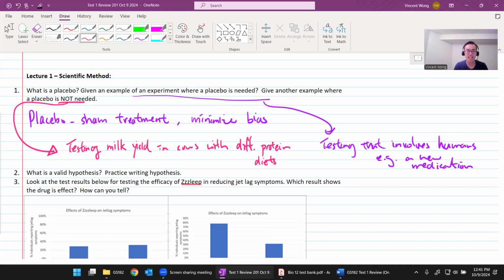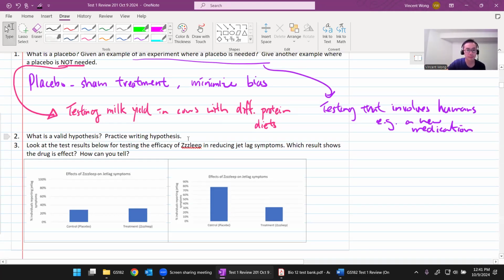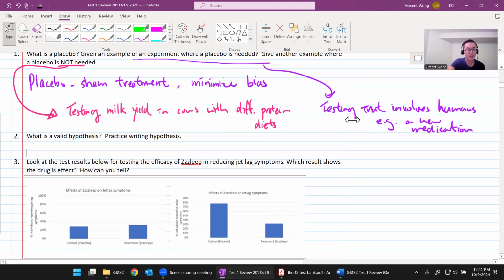In some cases, people might use the words placebo and control synonymously, as the same thing, and that's okay, right? But generally, placebo implies you give something that does nothing, whereas in a control, you would not do anything to them at all. No modifications. So hopefully that makes sense.